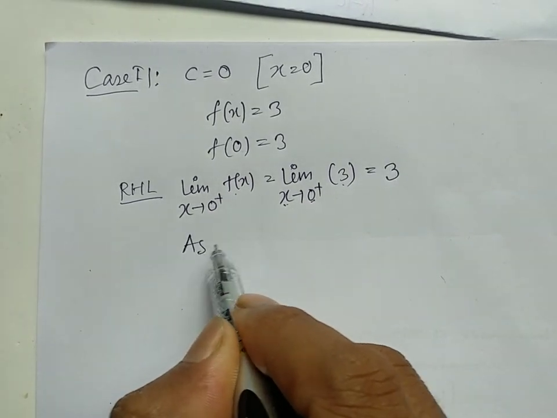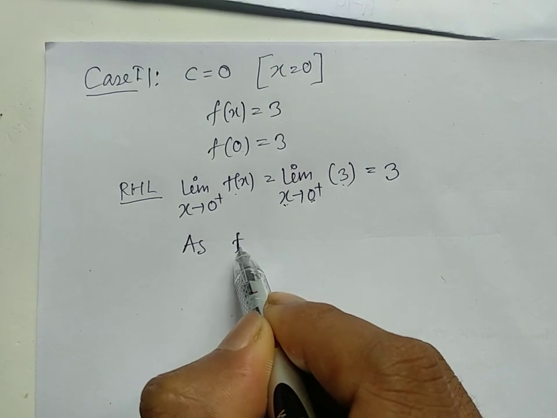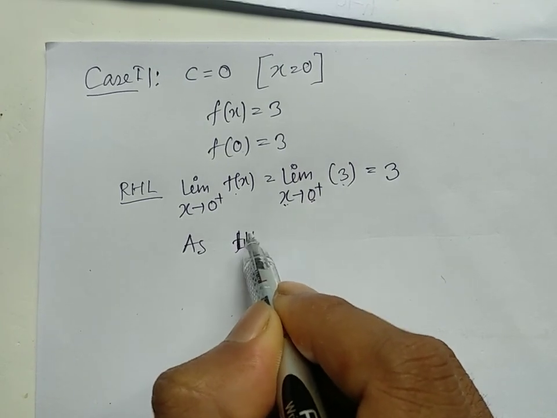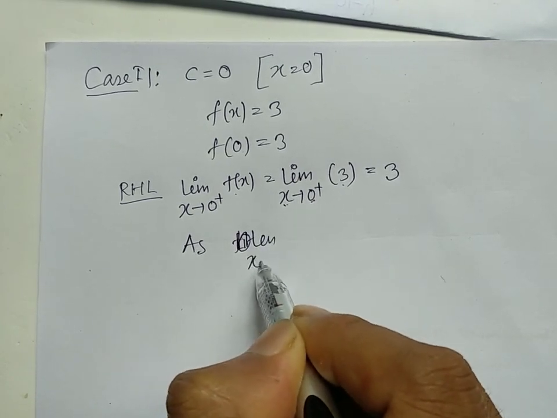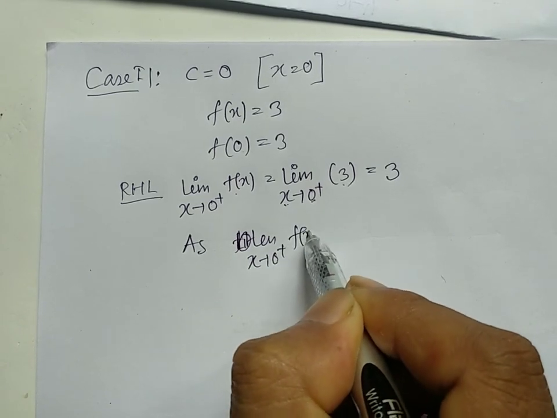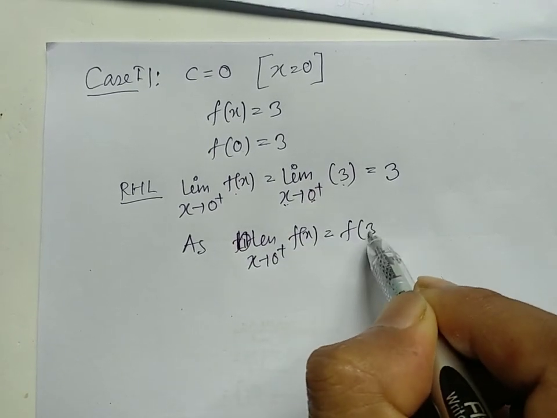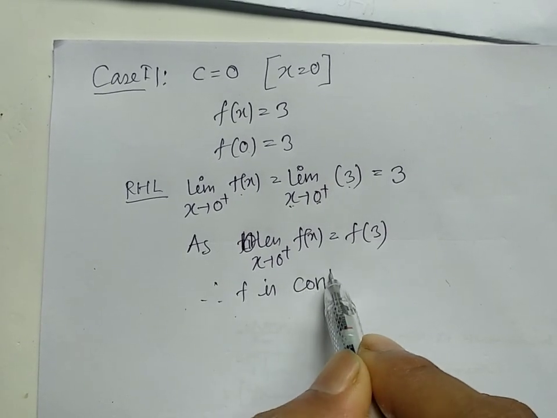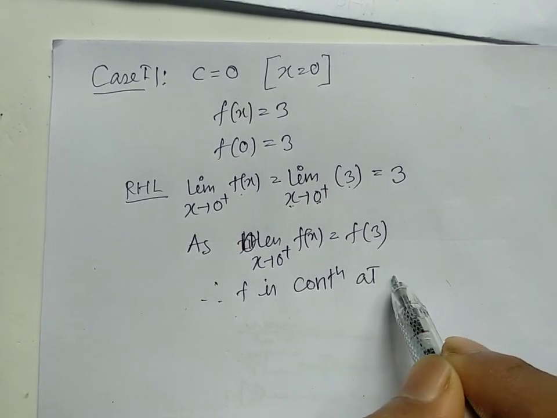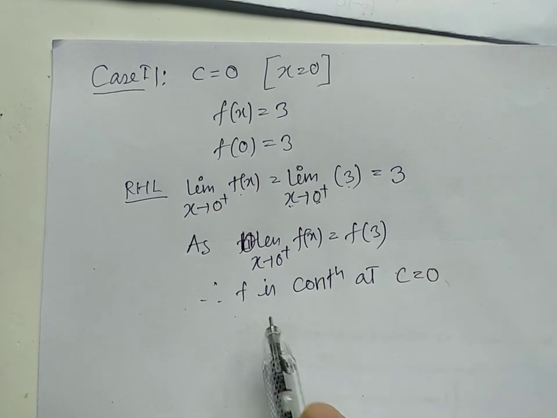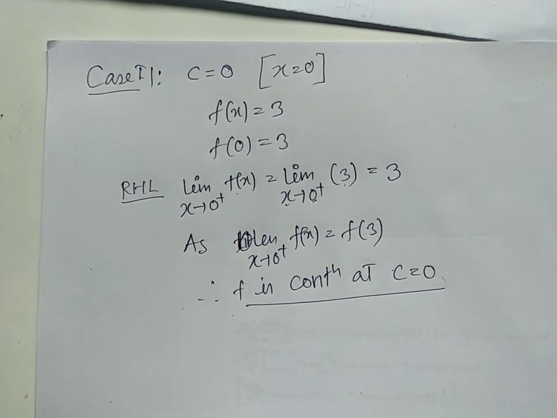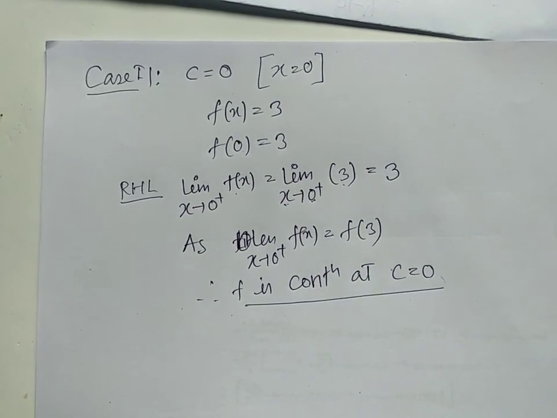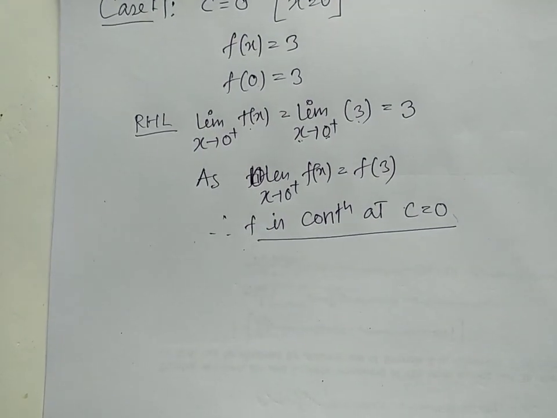As the right hand limit, limit x tends to 0 plus f of x is equal to f of 0, which is 3. Therefore, f is continuous at c is equal to 0. First case finished. f is continuous at which point? As f is continuous at c is equal to 0.